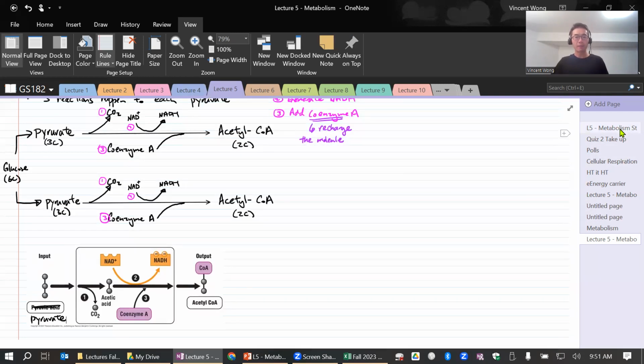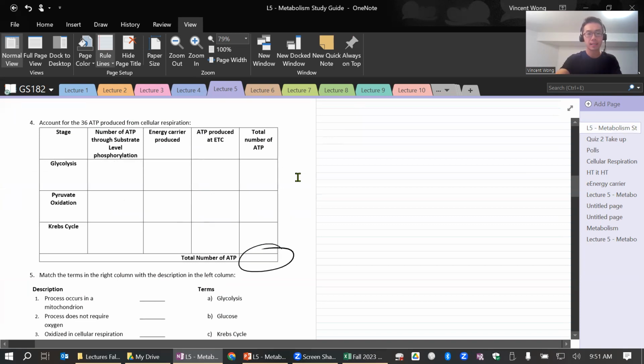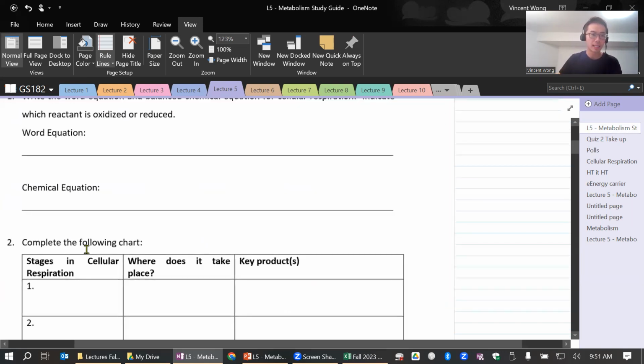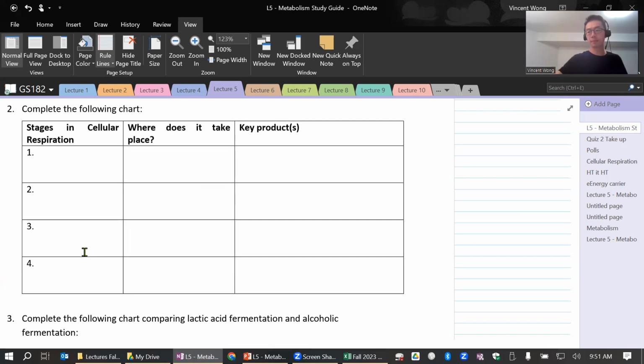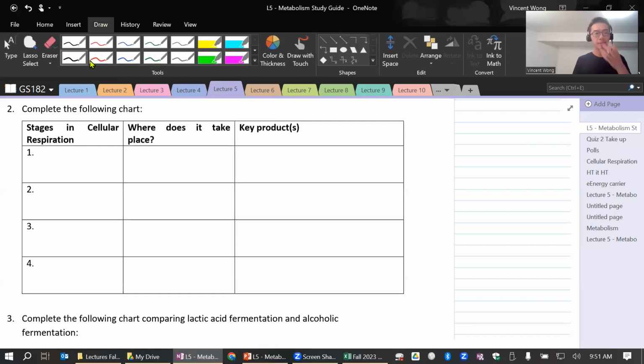Now I hope you have the study guide with you. It's important that you print the study guide, like I said, at the beginning of the course. If you don't, I guess that's okay as well. You just have to make the chart in your notebook. I want to summarize everything we know so far.